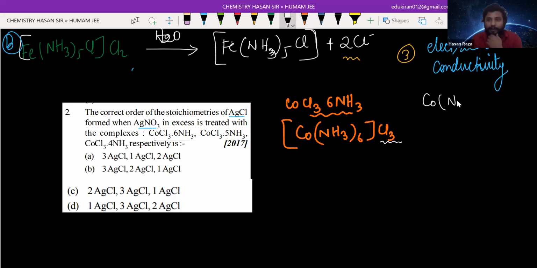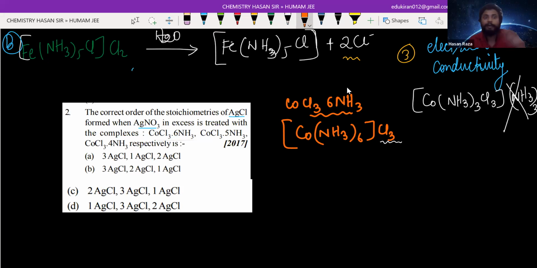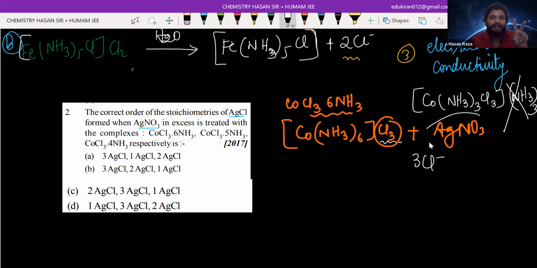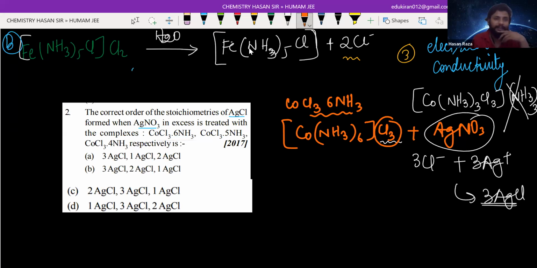If you are going to write it like this, NH3 thrice inside and Cl3, and keep the NH3 outside 3 times, this will be wrong. You are not going to do this. Primary valency is your anionic ligand. So now see, if you are going to react this with excess AgNO3, you know that from Cl3 it will give you 3Cl-, and AgNO3 is in excess, so we can take whatever amount is required. So we take 3Ag+, and it will give you 3 AgCl. Is that clear? So from the first one, you are getting 3 moles.